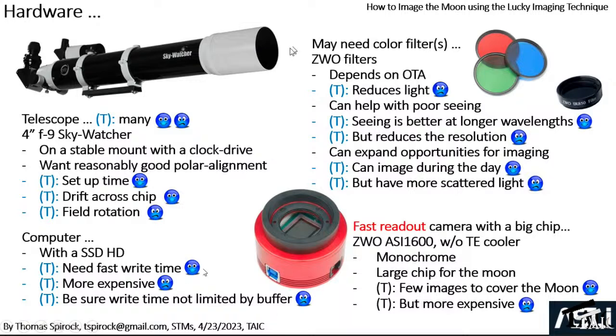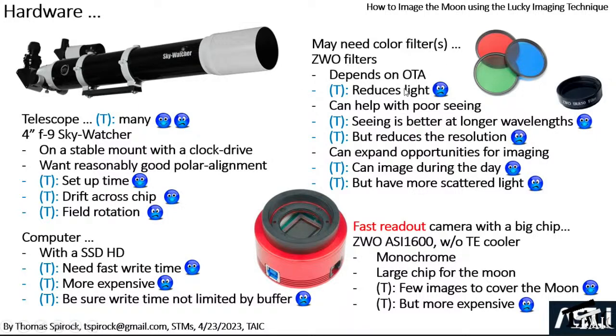You also may need some color filters. I'm using this 4-inch F9 refractor, which has a significant amount of chromatic aberration, so I use color filters to cut that down. Again, that depends on the optical tube assembly. If you're using a Newtonian, you don't have chromatic aberration, so perhaps you don't need a filter.